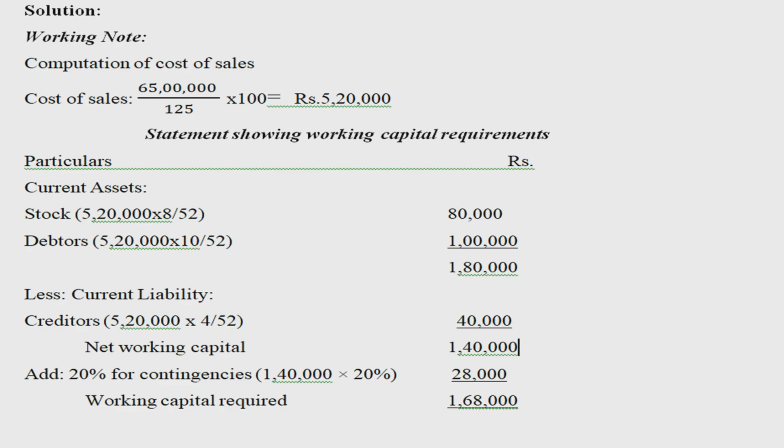Here they have given information only regarding current assets, which is stock and debtors. Under current liabilities they have given creditors. So current assets minus current liabilities, and contingencies they have given 20%. If you add the contingencies, you will get the total working capital requirement of this company, which is 1,68,000.